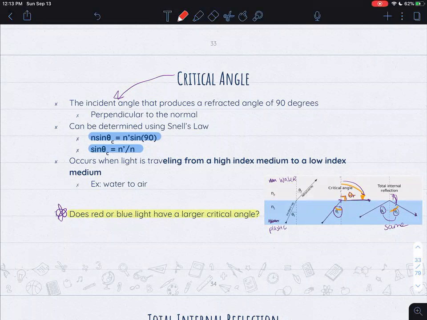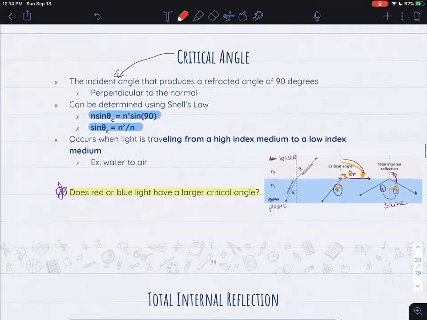So it can use a smaller starting angle to end up getting to 90 because it's going to be bent more due to the properties of refraction. Red light is going to need a larger incident angle because it's going to be bent less. So in order to get to 90 as well, you have to put more work in. The system has to put more work in to get the red light to bend as much as the blue light. All right, so that's why red light has to start with a larger incident angle, which is the answer: red light has a larger critical angle than blue light.